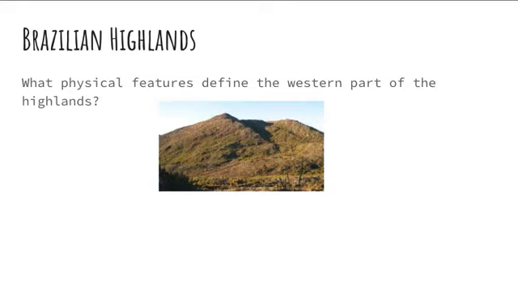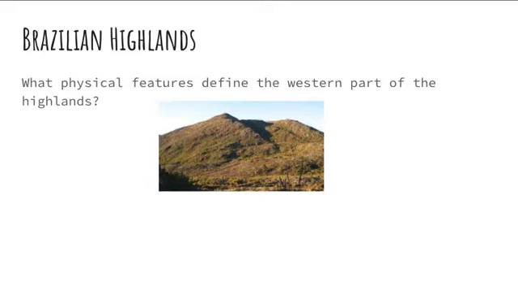Farther south are grassy, treeless plains called pampas. The grass and fertile soil make the pampas one of Brazil's most productive ranching and farming areas. Back to our question, what physical feature defined the western part of the highlands? Well, the western part of the highlands is largely grassland that is partly covered with shrubs and small trees. Farming and ranching are the major economic activities in this part of the highlands.